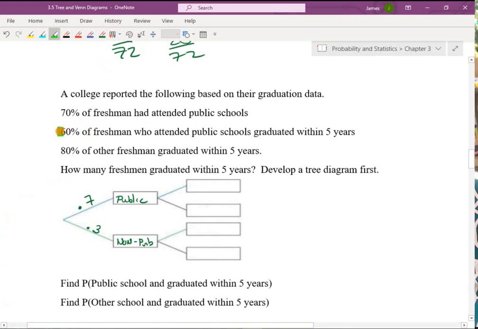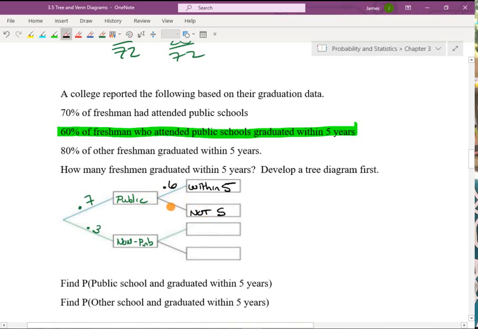Now it says 60% of freshmen who attended public schools graduated within 5 years. So if they went to public schools, that's a given condition. We know we're looking here at public, and 60% did within 5 years. Just write it as within 5 years, and then this one not 5 years. So if I go public, what should the probability on this branch be? 0.6, and this should be 0.4.